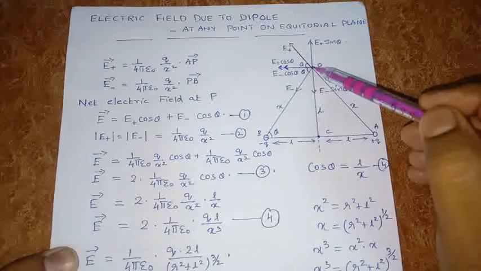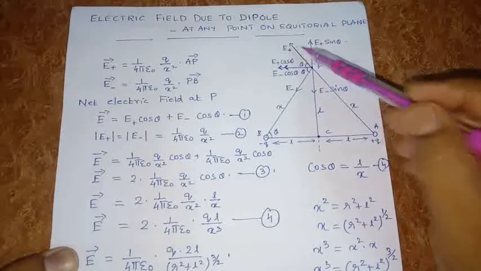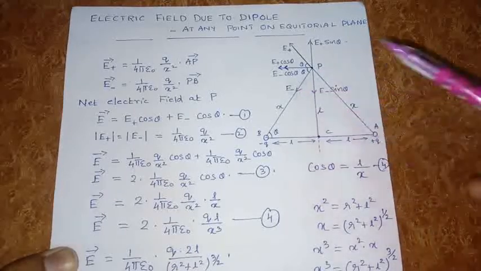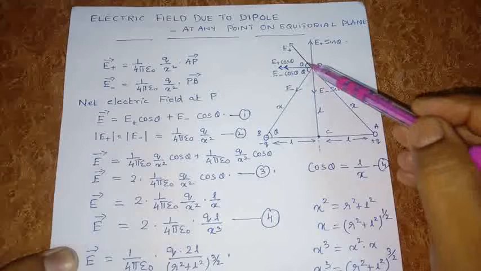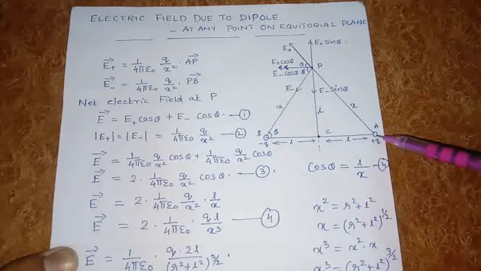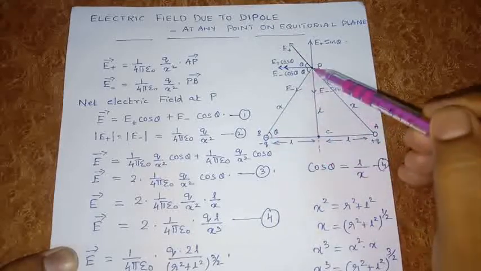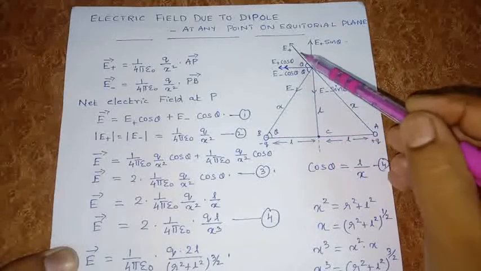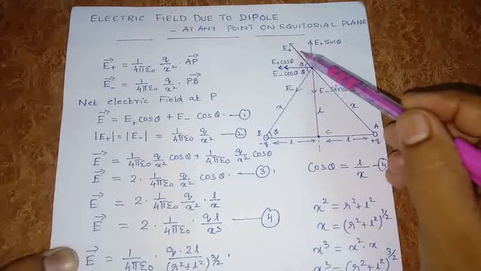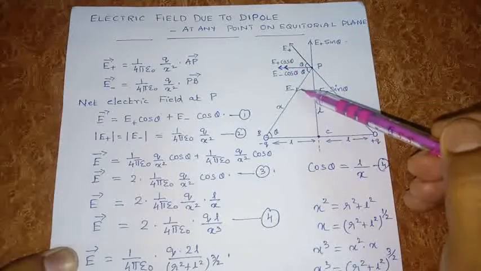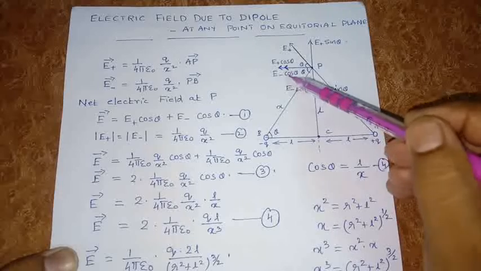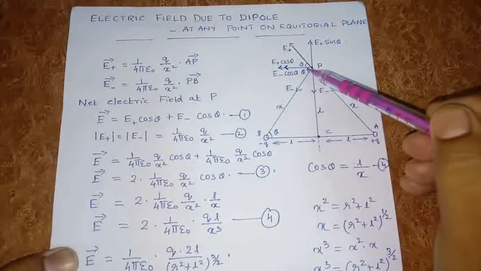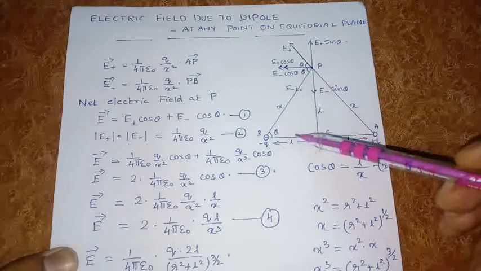Now at this point P, there is an electric field E plus due to the positive charge, as well as an electric field E minus due to the negative charge. E plus is radially outwards because the positive charge is creating it, and E minus is radially inwards because the negative charge is creating it. Now E plus can be resolved in the y direction as well as the x direction. E minus also can be resolved in the y direction as well as the x direction. This is angle theta, therefore this angle also will be theta.